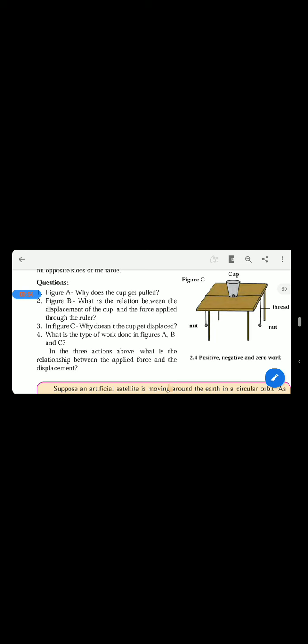Third, why does the cup not get displaced? Because the net force on the cup is 0. It doesn't get displaced because the net force is 0, and to have a displacement the net force should not be 0. Fourth one, what is the type of the work done in figures A, B and C? A positive, B negative and C 0 respectively.